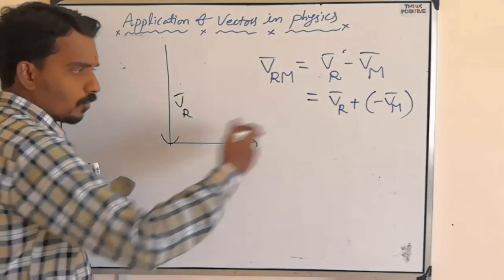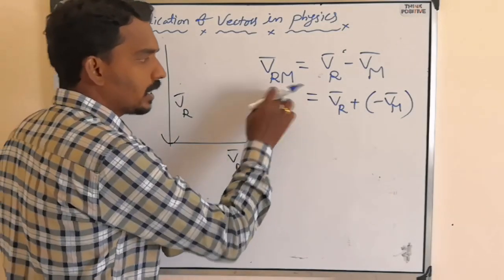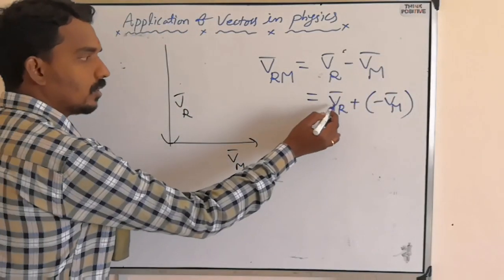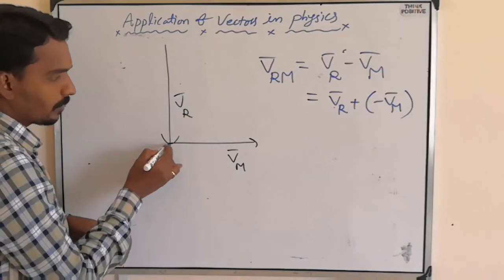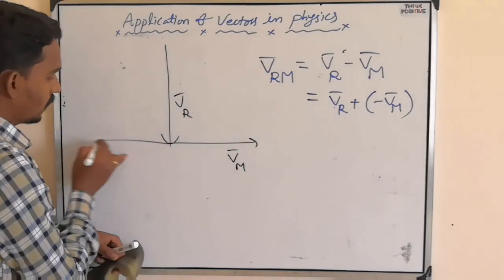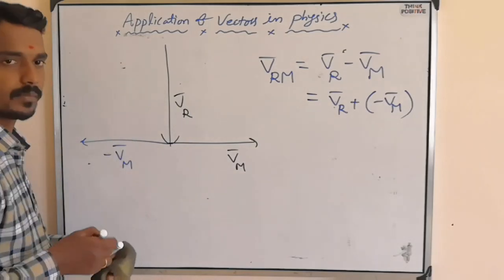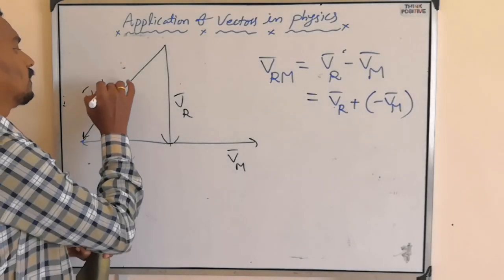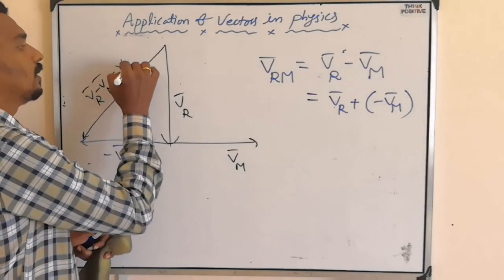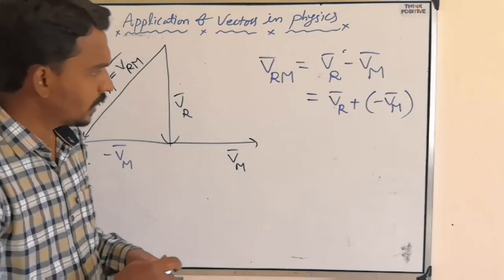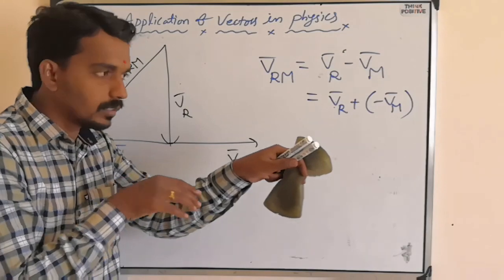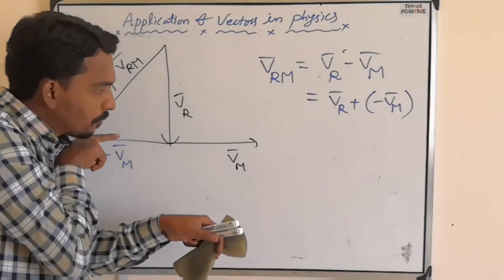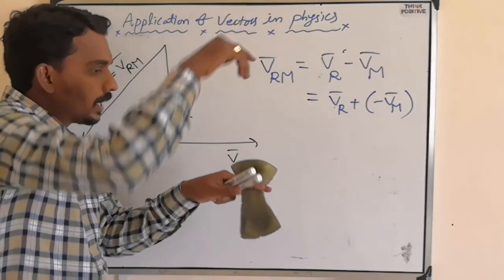Now this is Vm. You are moving forward. But Vrm is the resultant of Vr and minus Vm. So Vr, first draw. Then from here you draw minus Vm. This is minus Vm. Then this will become Vr minus Vm, nothing but Vrm. See, you are moving like this. Rain is falling down vertically, but because of your velocity, it became like this.